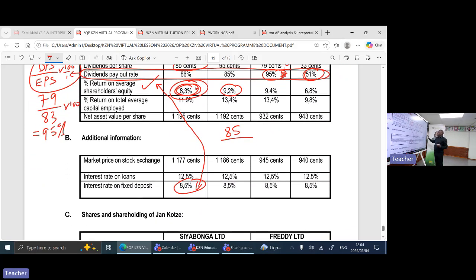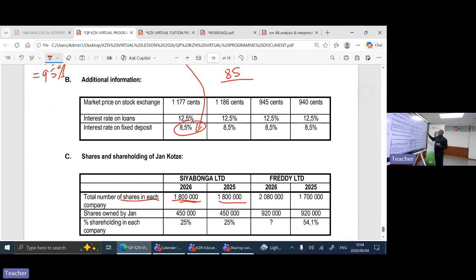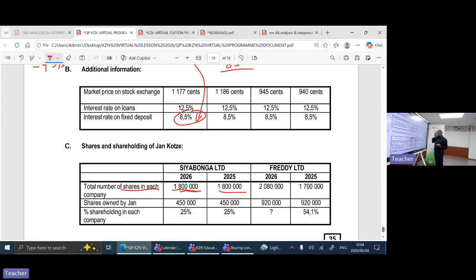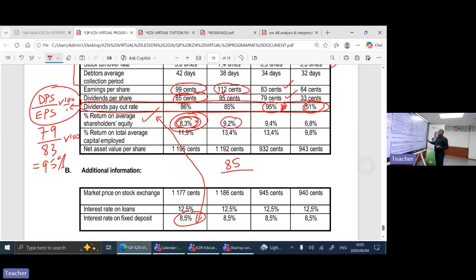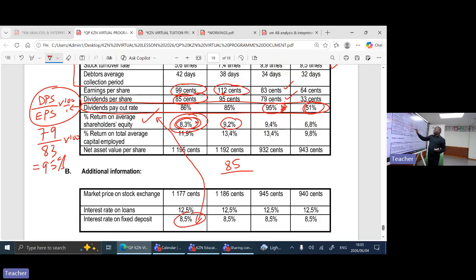Its dividend yield. So when you take the 85 cents that he got from Siyabonga, 85 over the NAV of 1,195 times 100, I guess more in percentage, you would get the dividend yield. 85 over 1,195 times 100. So the dividend yield here was 7.1%.